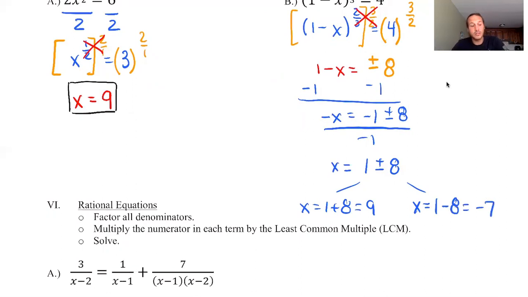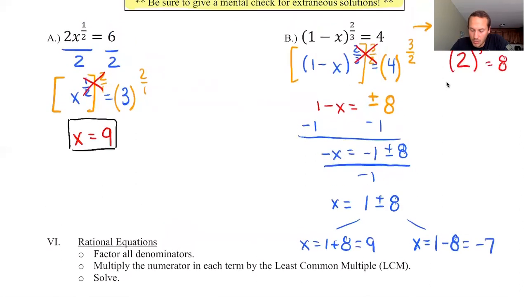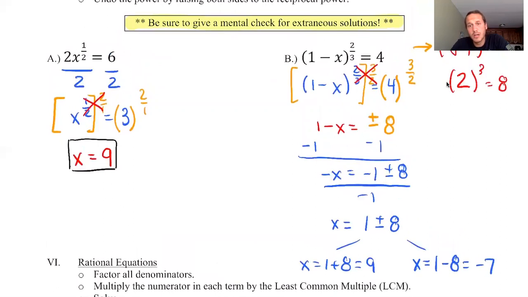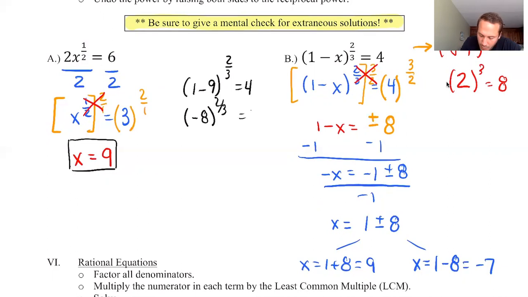And then what do we still have to do? We still need to check this, okay? So you guys can do your check mentally. I will try to write down this check because this one does get a little bit interesting. If we go back and check this one now, what I have here is 1 minus 9 to the 2/3 is equal to 4. Now 1 minus 9 is -8 to the 2/3 is equal to 4.